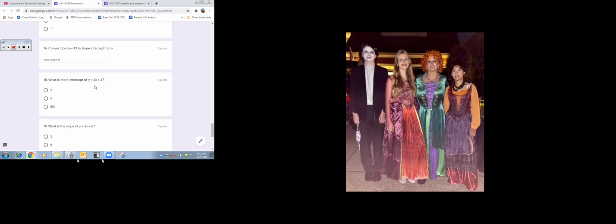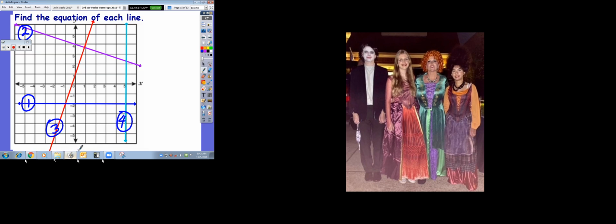These are easy. What's the y-intercept? That's just looking at the graph. Number 19. What's the slope? So please get that done. 3 of you haven't done it. And if you didn't make a good grade on it, then redo it until you do. Okay, so that's one thing I wanted to talk about.